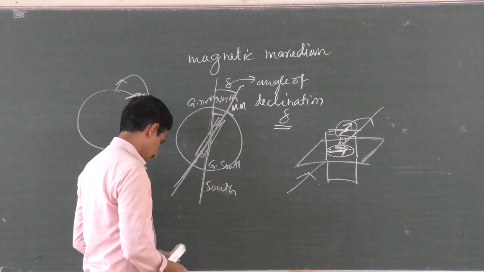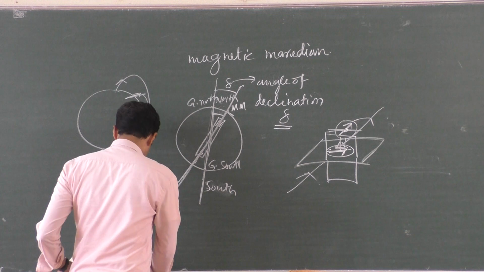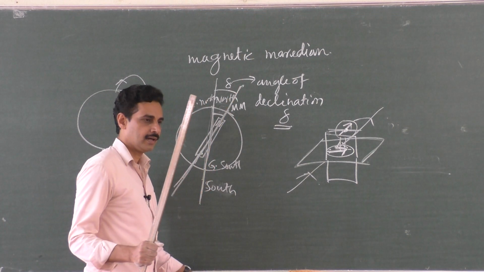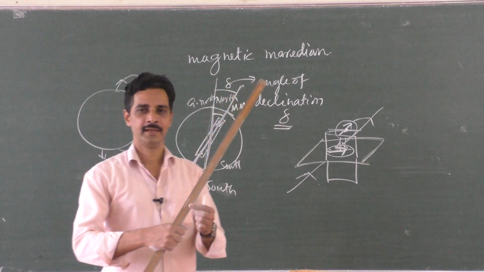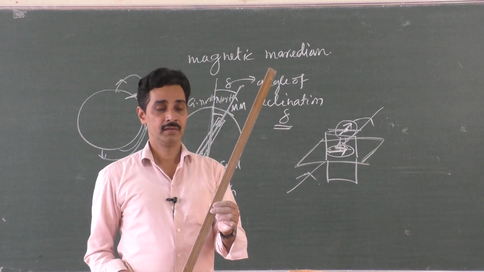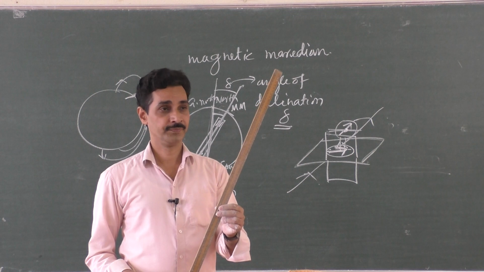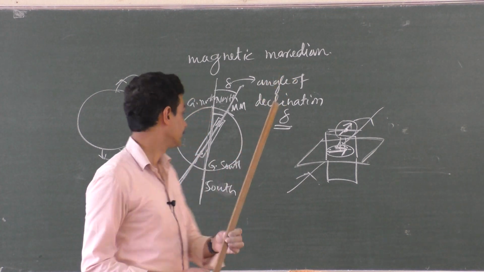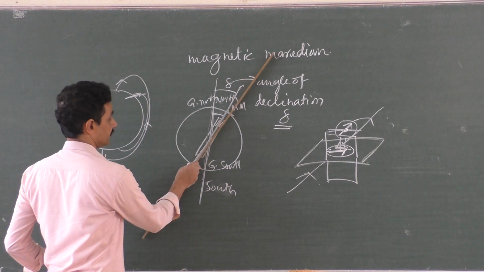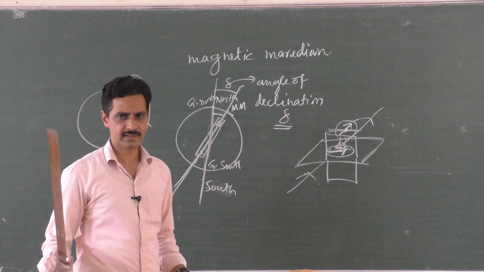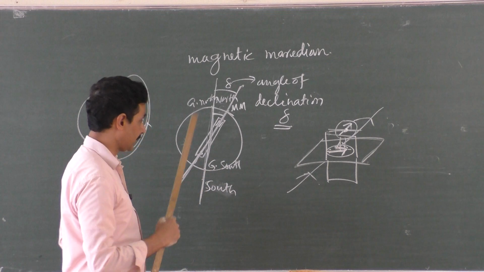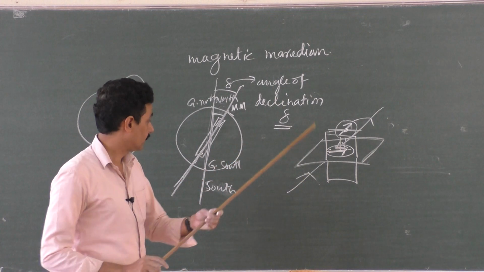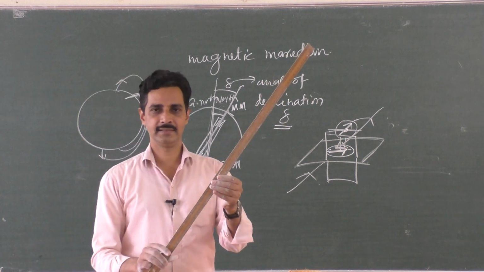Now you see. I think this is a better choice. This is Earth's magnet. Earth behaves like a magnet. Actually, Earth doesn't have any magnet. It behaves like a magnet, as if some magnet is kept inside, but Earth itself is a magnet. Okay, the Earth's magnet is like this.